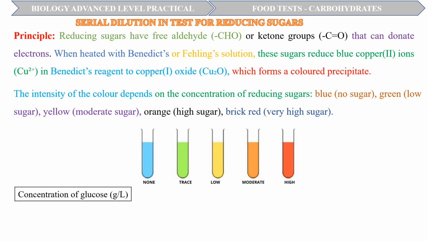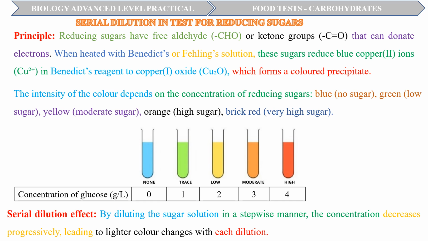For the concentrations of glucose in grams per liter that can give these color changes, the blue color is obtained for the solution with no sugar, 1 gram per liter for green, 2 grams per liter for yellow, 3 grams per liter for orange, and 4 grams per liter or higher for a brick red color. These concentrations are obtained by dissolving the various quantities in 1 liter of water.